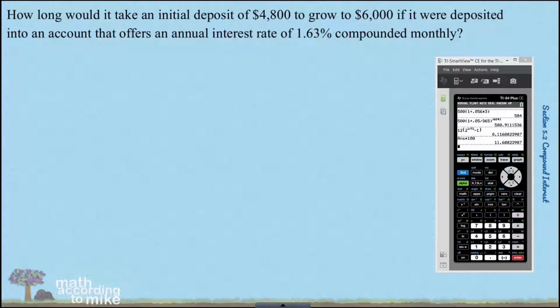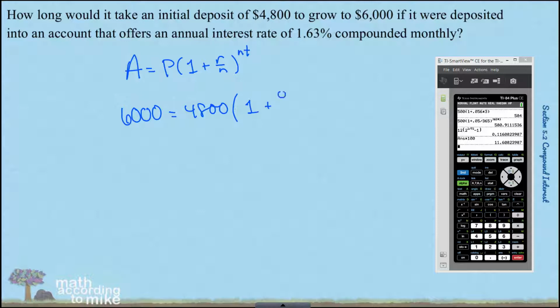Because we have logarithms under our belt now, we can formally solve this without using an intersect command in the calculator. So since we're assuming that money is being put away once, we will just use compound interest. A is the amount in the future. We want 6,000 in the future. P is how much we have now, 4,800.